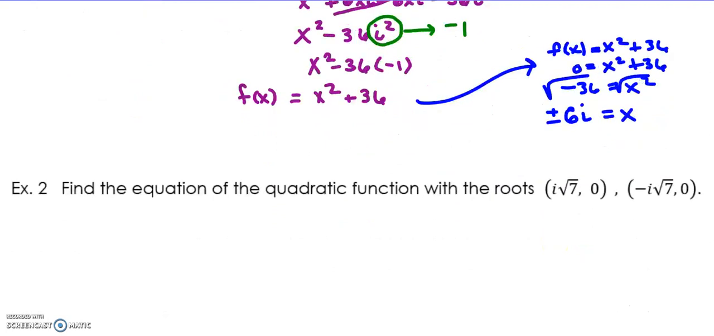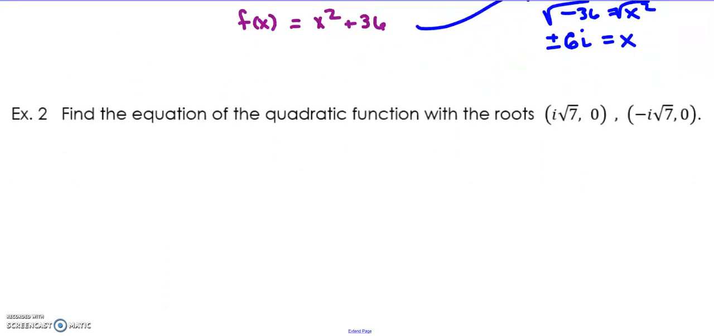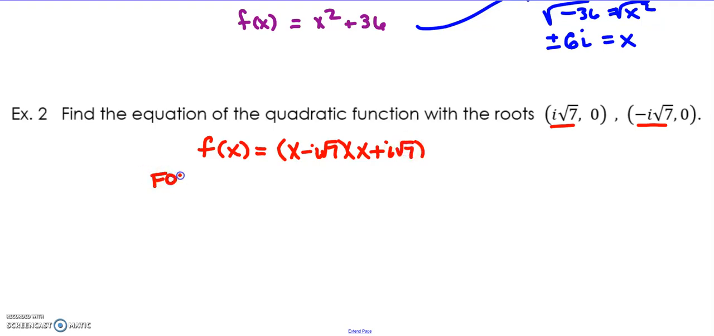So let's try one more when it's a little more difficult. Here we have the roots being i square root of 7 and negative i square root of 7. So we're still going to set it up in intercept form. And we have x minus i square root of 7, x plus i square root of 7. All right, and we're going to FOIL once again.